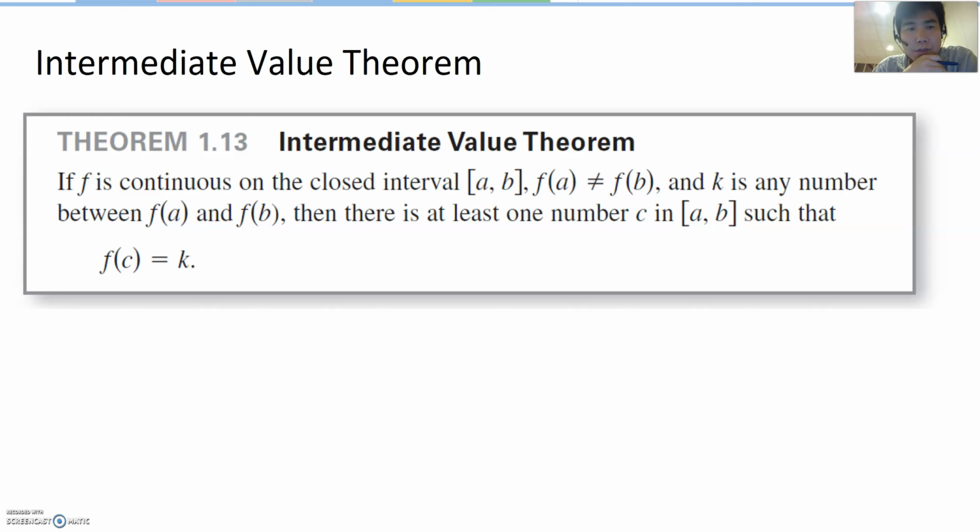So hello everyone, we will talk about the intermediate value theorem today. As you see, this theorem says: if f is continuous on the closed interval [a, b], and f(a) is not equal to f(b), and k is any number between f(a) and f(b), then there's at least one number c in the closed interval [a, b] such that f(c) is equal to k.